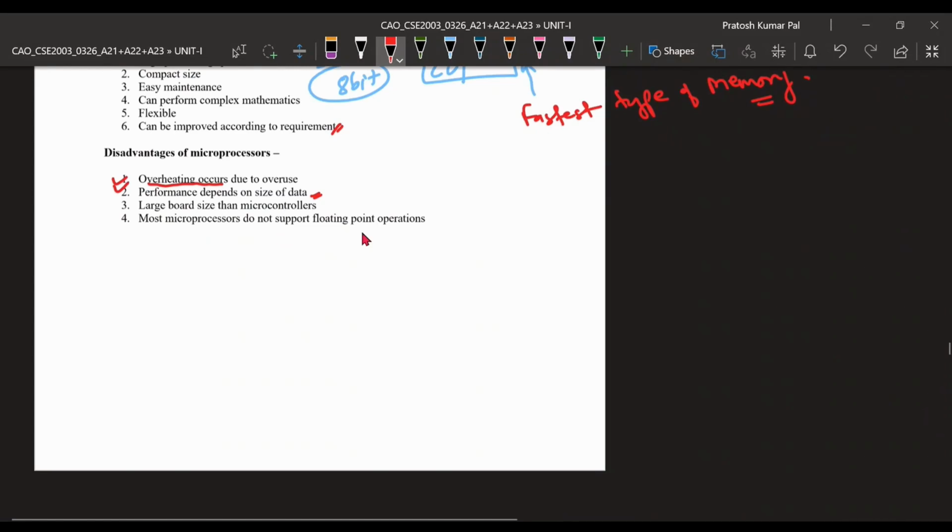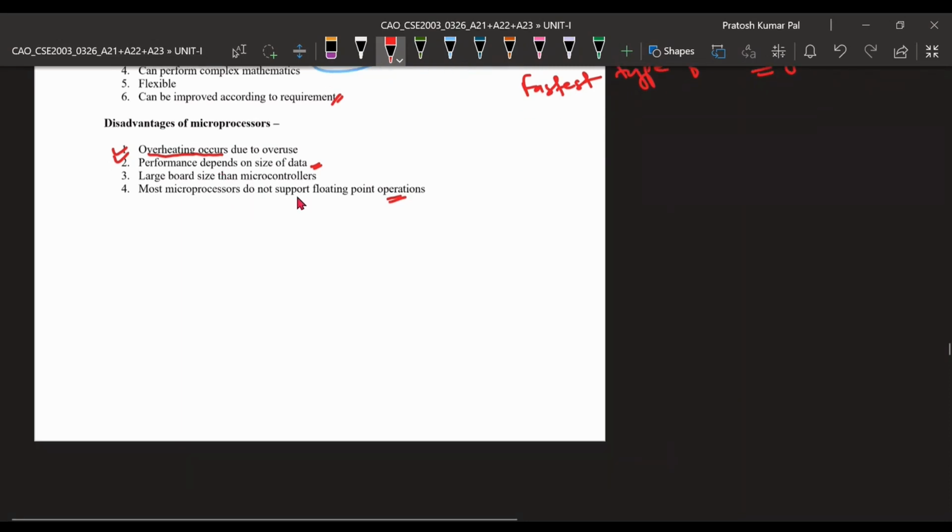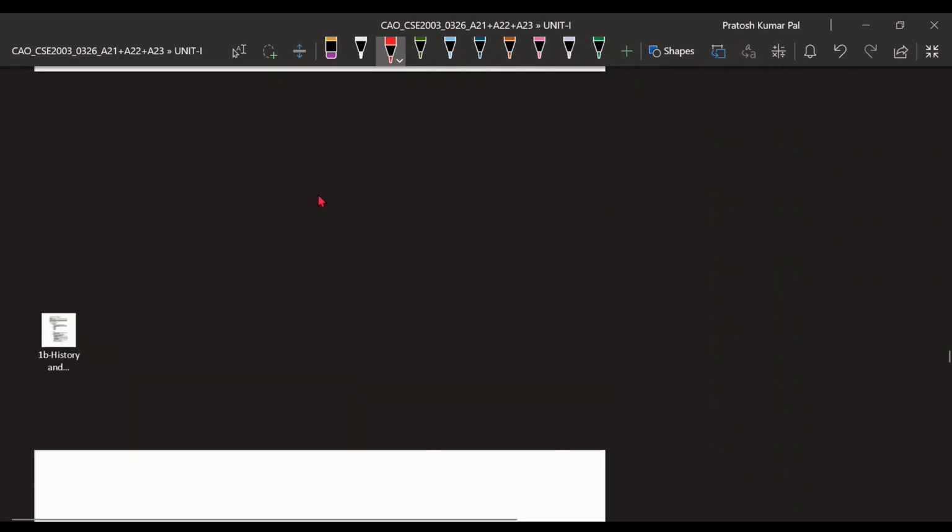Most microprocessors do not support floating point operations. Okay, we will see that in the second unit. The microprocessors basically do not support direct floating point operations, so they need some modifications. We will see that next.